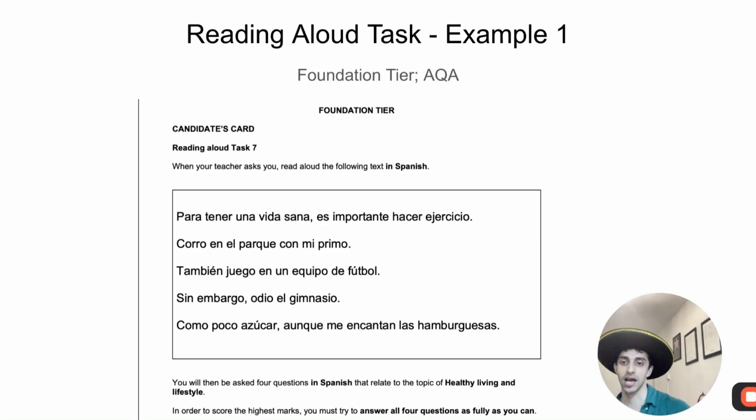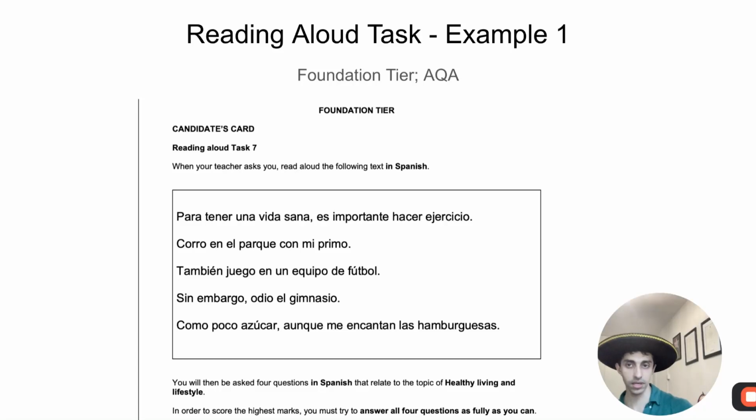I will read through this text in a minute, and that is, of course, what the student would be required to do. It also then tells you that you'll be asked 4 questions in Spanish that relate to the topic of healthy living and lifestyle, all related to the same topic area as the text or passage itself. And it tells you that there will be 4 questions in Spanish, which you would have to answer just after completing the reading of this passage. And in order to score the highest marks, you must try to answer all 4 questions as fully as you can. So that's just a warning, as we said, to not stick to very short one-word or short phrase answers. You need to go beyond that to really maximize your marks in the follow-up questions for the reading aloud task.